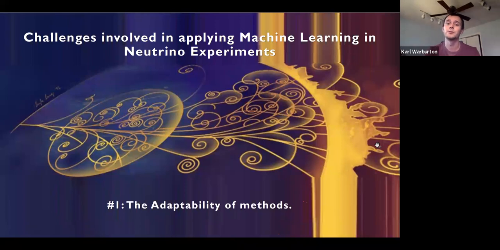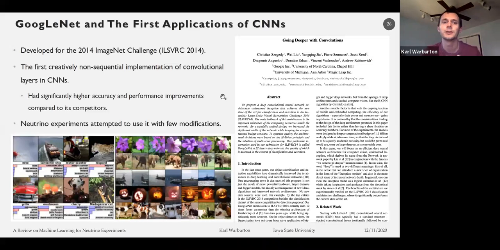Now stepping through some of the challenges in applying machine learning. This all really started with one of the first CNNs, GoogleNet, which was developed for the 2014 ImageNet Challenge. It took defined pictures of flowers, elephants, pumpkins, and people, and developed networks to classify these. GoogleNet blew everything else out of the water by having the first non-sequential implementation of convolution layers, what I was just talking about.